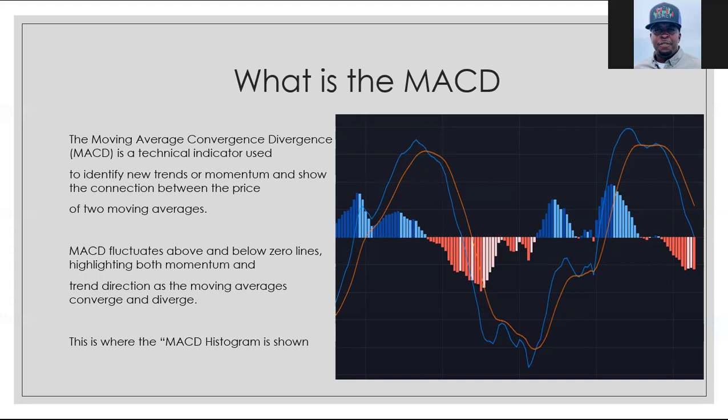It's going to show the trends of moving averages when they converge and diverge. In other words, it's going to show when the EMAs on the MACD cross, when they converge and diverge. There's a histogram on the MACD, and the zero baseline is where the histogram lies. So again, what is the MACD? It fluctuates above and below the zero line, which is known as the histogram.